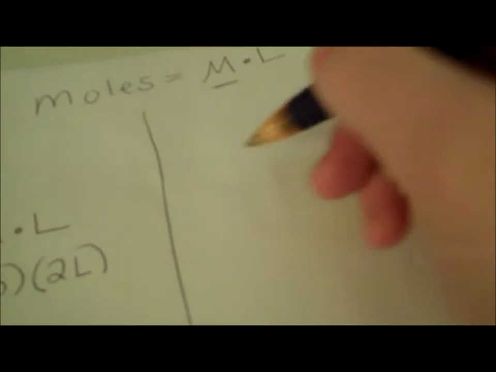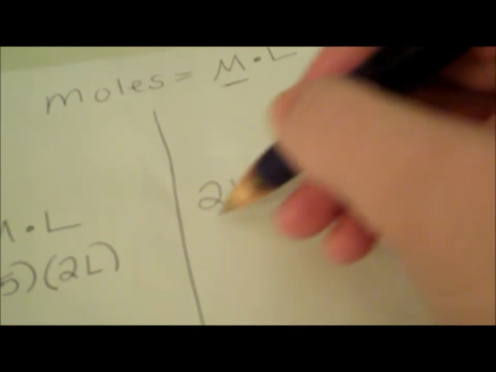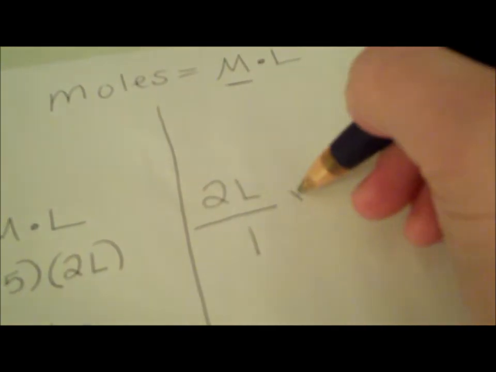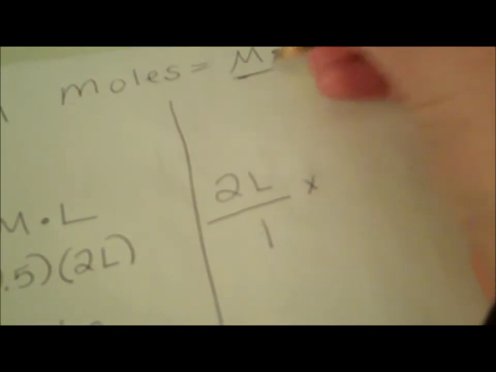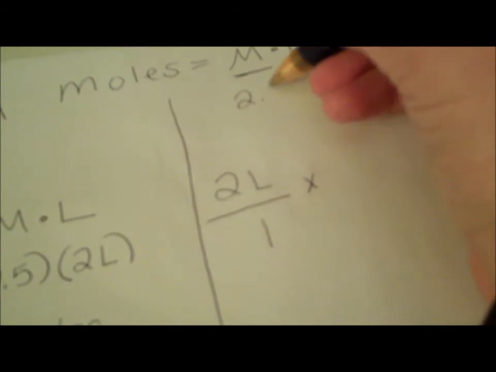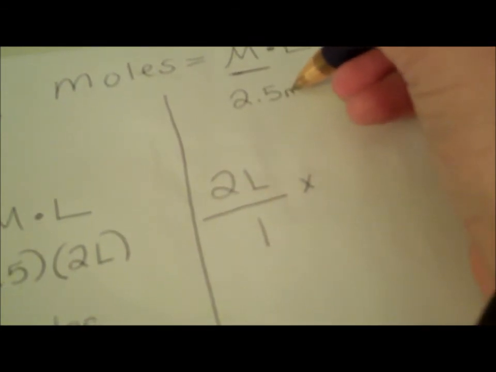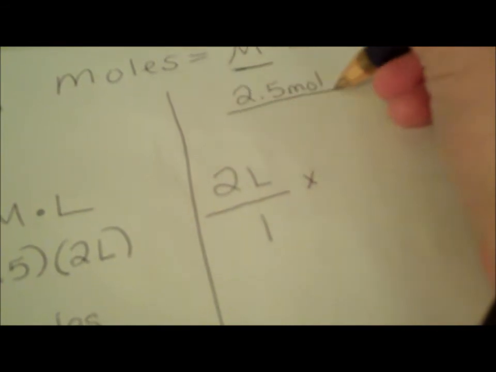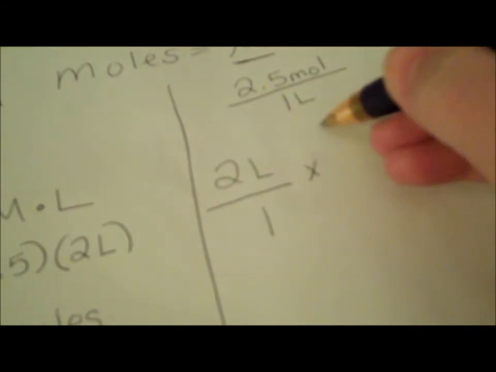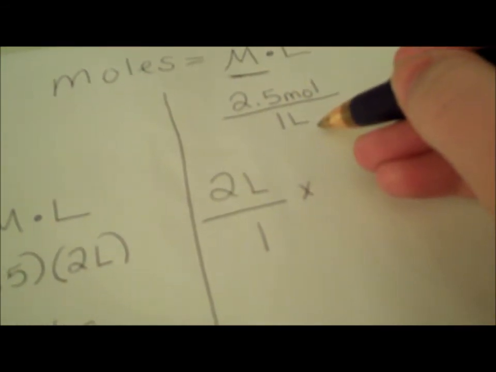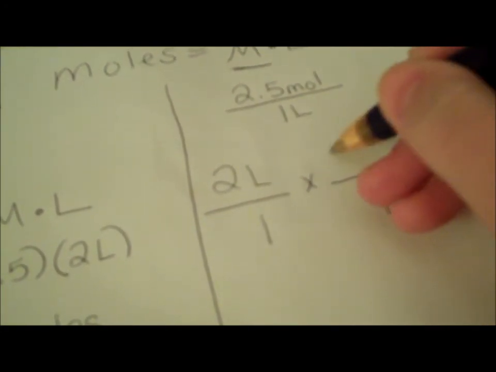Now, the alternative is to use dimensional analysis. So you are given that you have a 2 liter solution over 1. Now, we're going to look at our molarity as a conversion factor. So we can break up 2.5 molar into 2.5 moles per 1 liter. Do we have to change this conversion factor? No, because what we want to cancel out is already on the bottom as 1 liter.